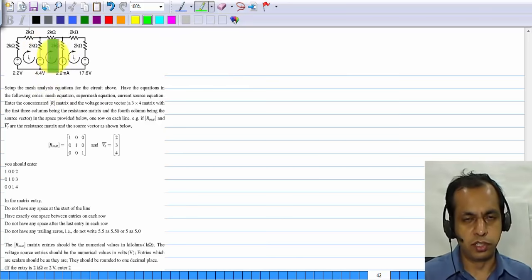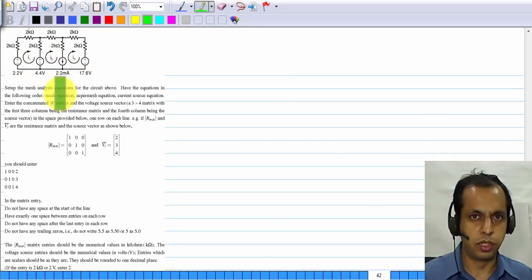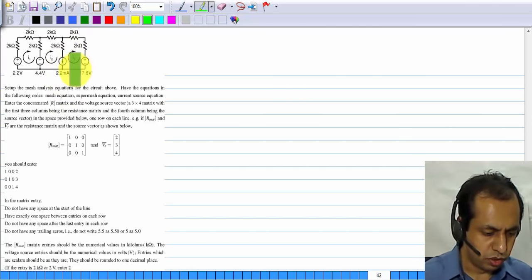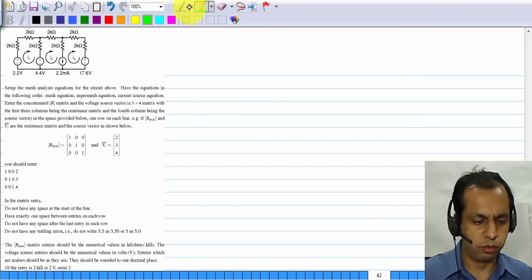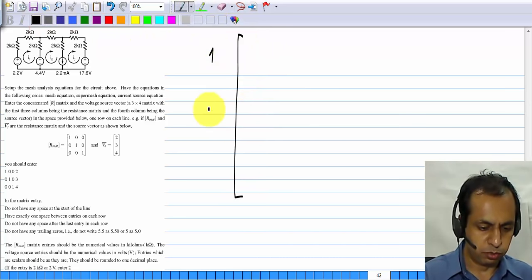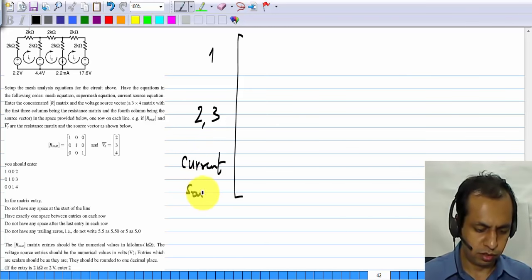Okay, and we have yet another circuit. You have to set up mesh analysis equations for it. In this case, we have an independent current source. Okay, when you have an independent current source, you have to form a super mesh around it. So meshes 2 and 3 will be combined into a super mesh. So the 3 rows will correspond to mesh number 1, meshes 2 and 3, and the last row will correspond to the current source.